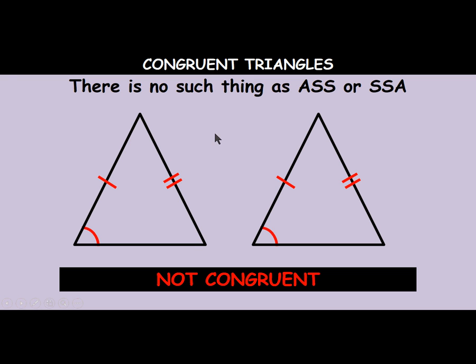All right, you have to remember there's no such thing as angle, side, side, or side, side, angle. So here we'd have two sides and the angle that's not between them. The other problems are two angles and a side, but here it's two sides and the angle not between them. These are not congruent. This would write out as angle, side, side, which is not an example of congruent triangles.